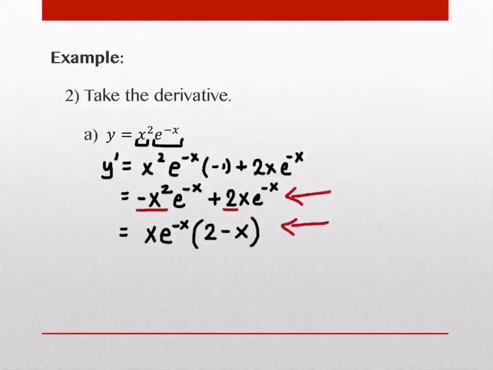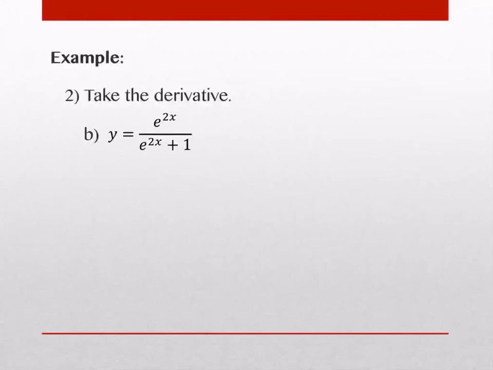Okay, let's try another one. This one's even more fun. Because what do you have here? We have a quotient rule. All right, quotient rule. And inside of the quotient rule, there's also the chain rule, right? Because the exponent doesn't just have x in it, it's 2x. All right, so quotient rule. I don't think we've done a quotient rule in a little while, at least together in class.